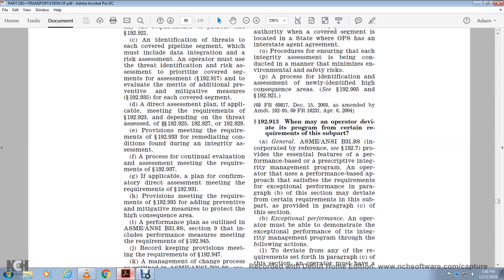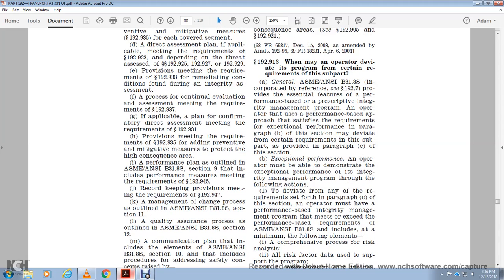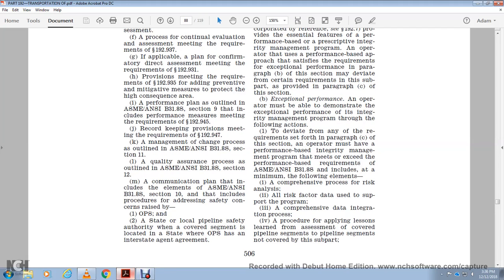Exceptional performance: the operator must be able to demonstrate exceptional performance of the integrity management program through the following actions. To deviate from the requirements set forth in paragraph C of this section, the operator must have a performance-based integrity management program that meets or exceeds the performance-based requirements of ASME/ANSI B31.8S, including at a minimum the following elements: a comprehensive process for risk analysis, or risk factor data, to support the program; and a comprehensive data integration process; and a procedure for applying lessons learned from assessment of covered pipeline segments to pipeline segments that are not covered by this subpart.